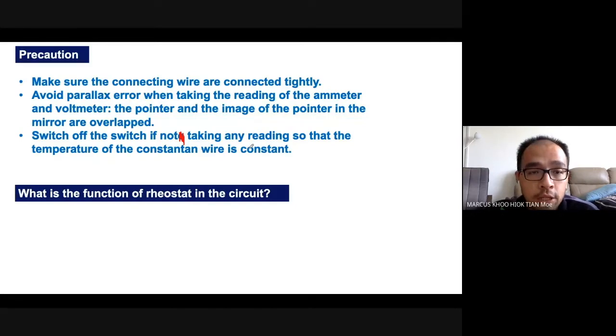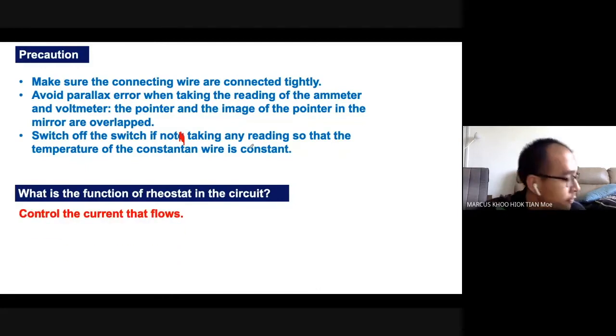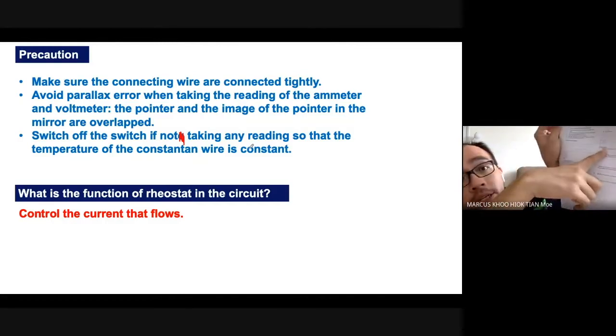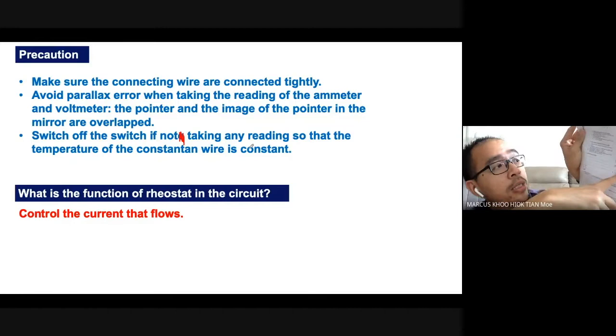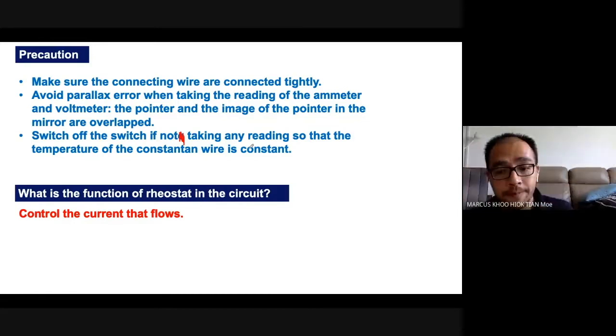What is the function of the rheostat in the circuit? It is to control the current that flows. Everything is actually inside here, in the discussion session in your handout. I only want to talk about this.